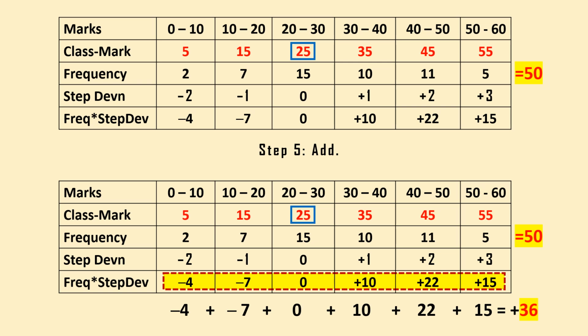But in some cases, the negative value may be more, the positive sum may be less, so you can get also minus value. It can be minus. If you get minus, don't worry. But in this case, we are getting +36. And meanwhile, we are also adding the total frequency as 50. The total frequency 50. And the frequency into step deviation or the weighted step deviation, this sum, the algebraic sum, consider the sign and you get +36.